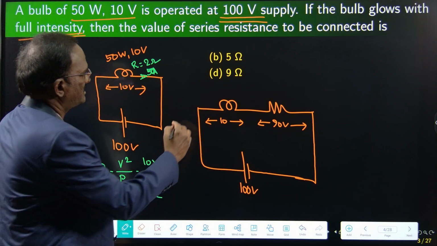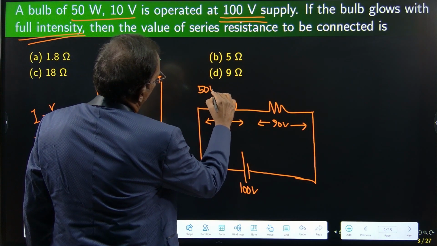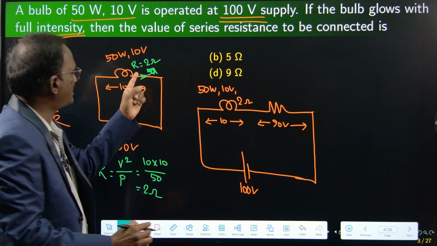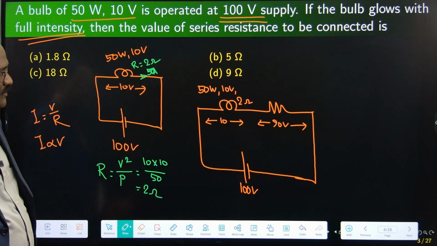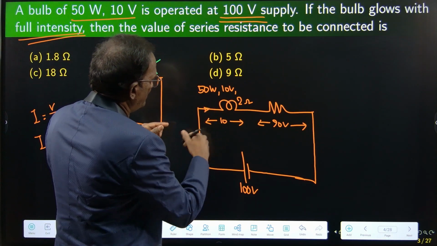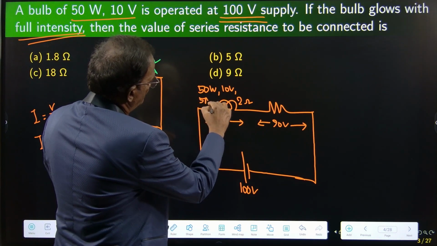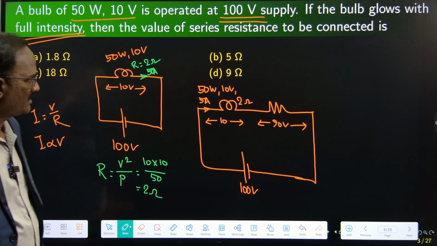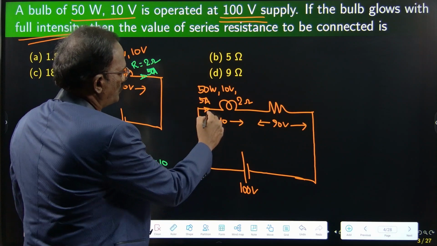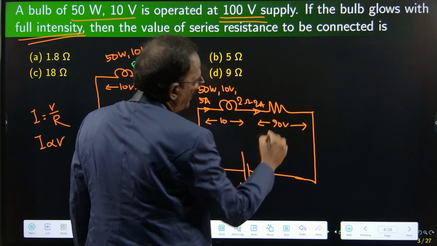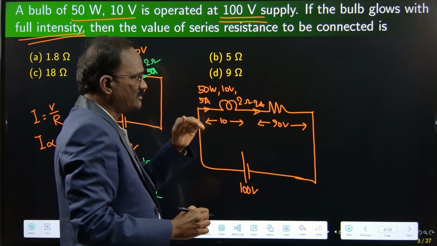Because its rating is 50 watts, 10 volts, and the resistance we have calculated is 2 ohms. R value is 2 ohms, right? The I value, 10 divided by 2, will be 5 amperes. The current is 5 amperes. In a series circuit, the current will not change. So the same current is flowing through the series resistance also.